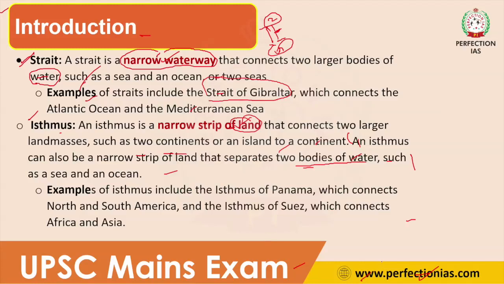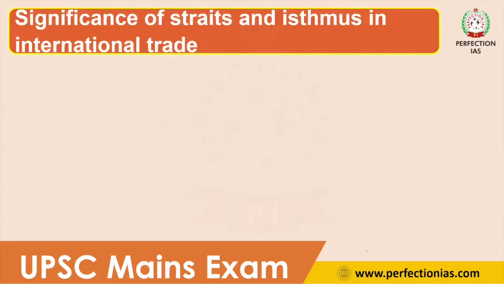You need not write an in-depth explanation. In simple terms, just mention what is an isthmus and what is a strait. Okay, so now let us move on to the body part. In the body part, you have to write about the significance of straits and isthmus in international trade.